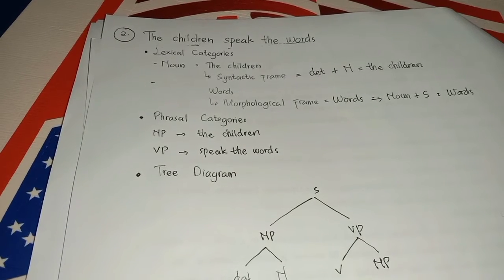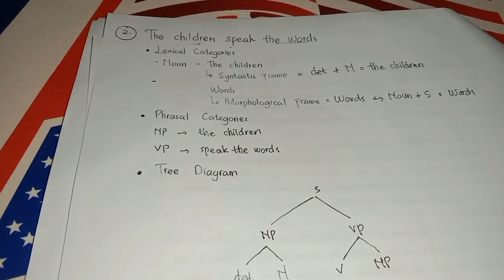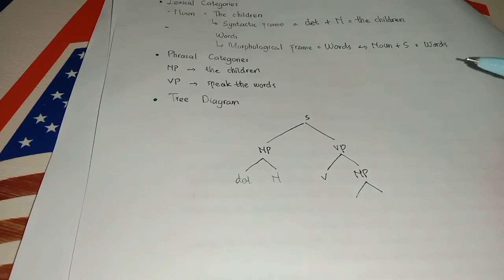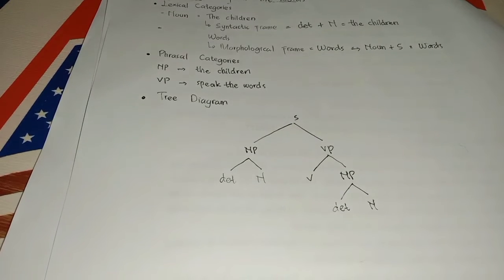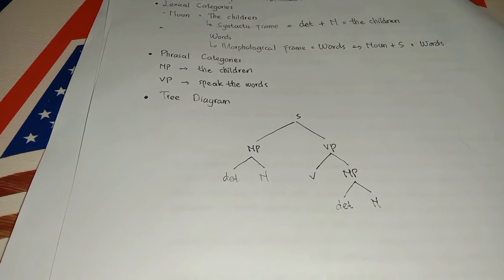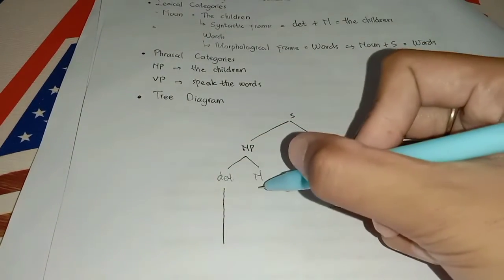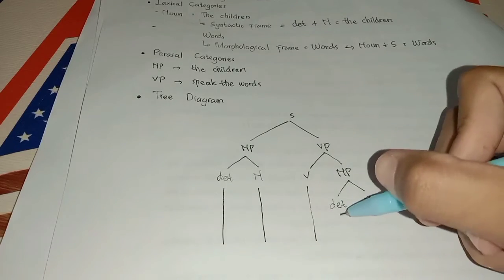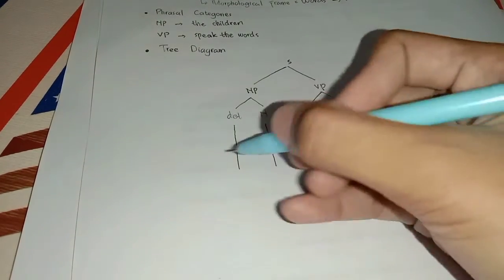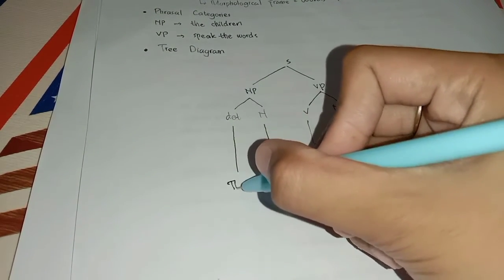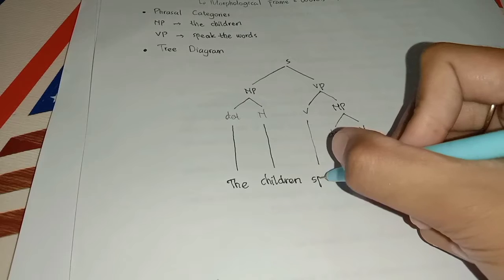Is there any word that's able to be divided again? Of course, it's "the words," a noun phrase. We can divide it also. The words becomes determiner and noun, because we have divided into the smallest element, so that after that we are able to draw the line of the sentence. After that, we have to write again the words of this sentence: the children speak the words.